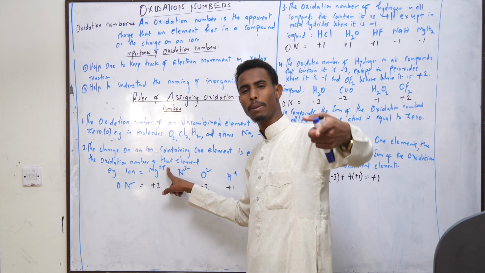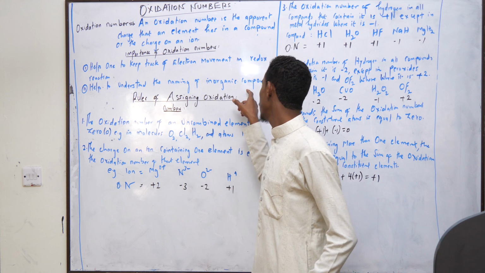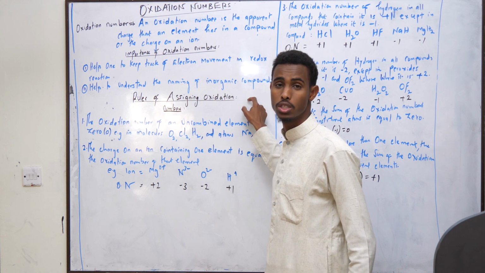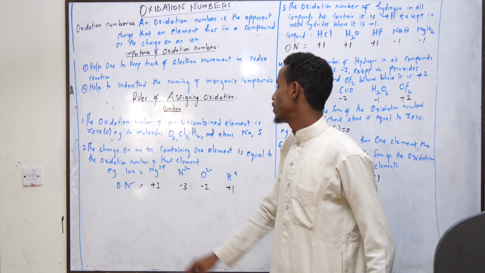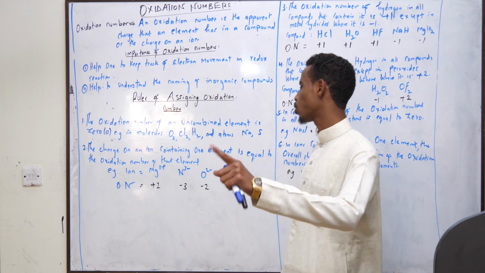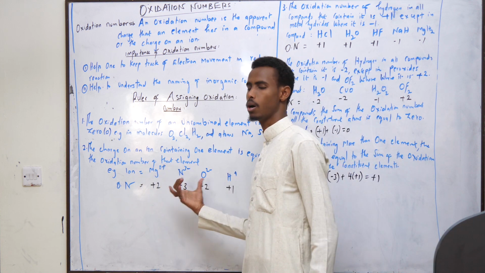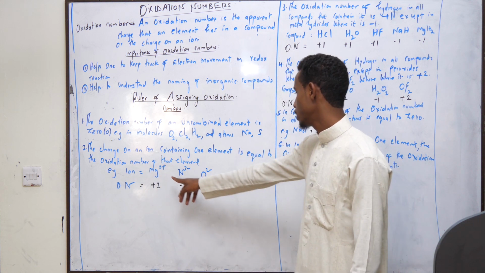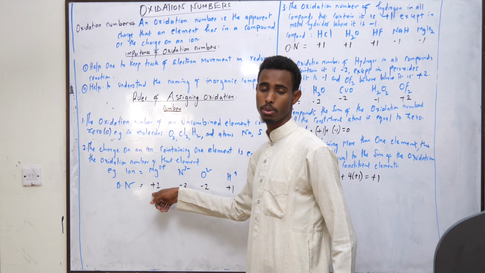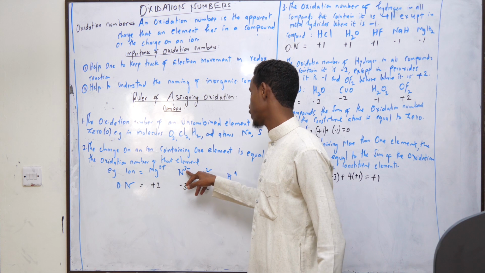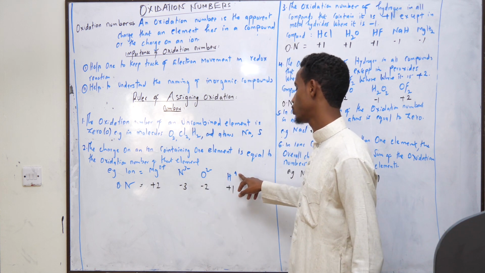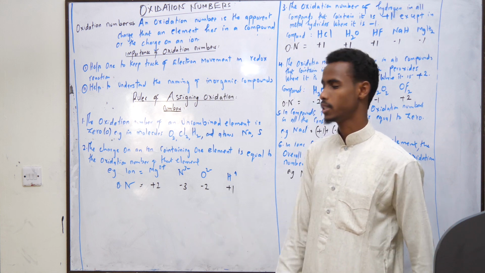I don't know if you remember lesson 1, we discussed copper having 2 positive, and we said the oxidation number of copper is positive 2. That is the rule. The charge on an ion containing one element is equal to the oxidation number of that element. For example, this one has a charge of 2 positive, oxidation number is positive 2. 3 negative nitrogen, negative 3. Oxygen 2 negative, negative 2. Hydrogen positive, plus 1. That is it.